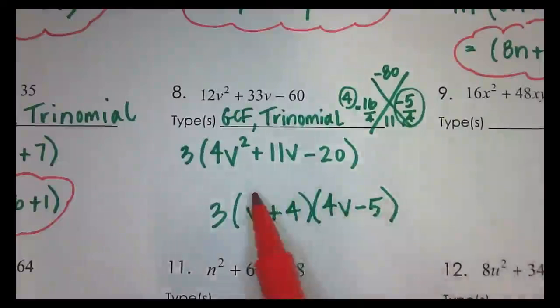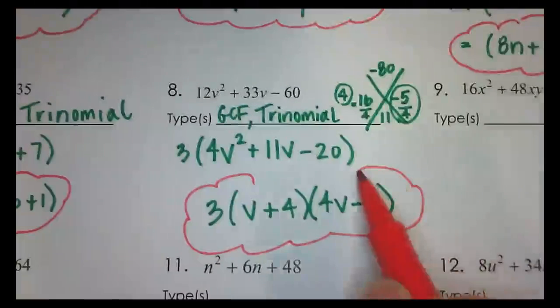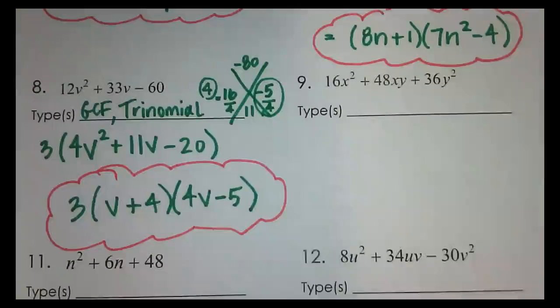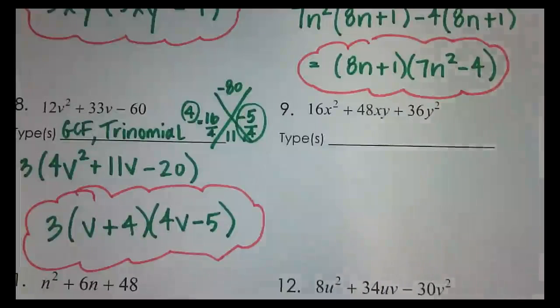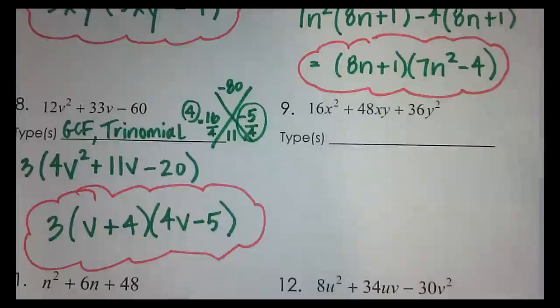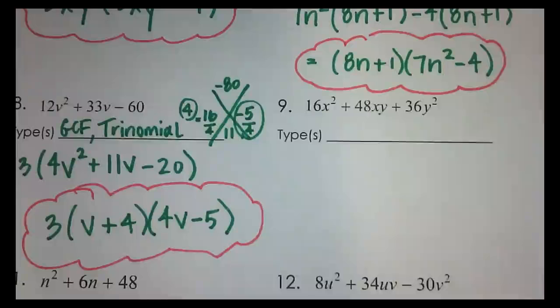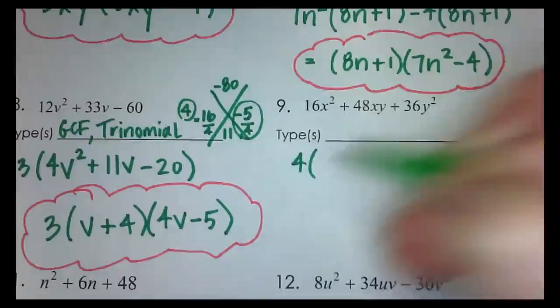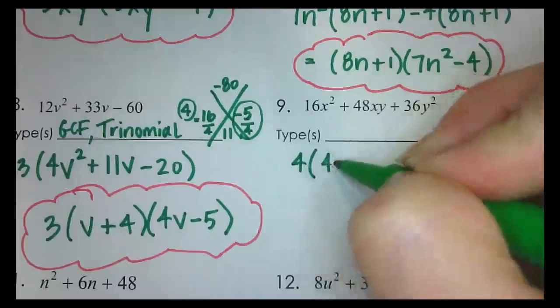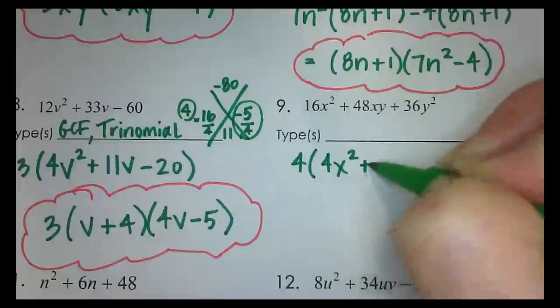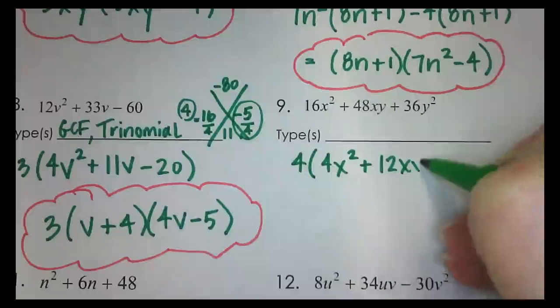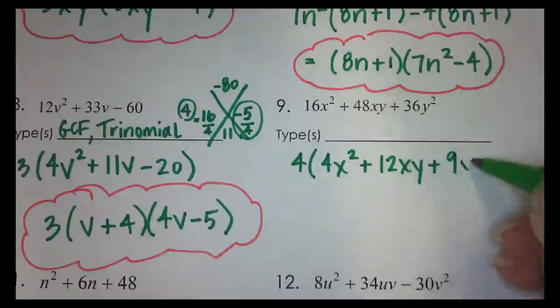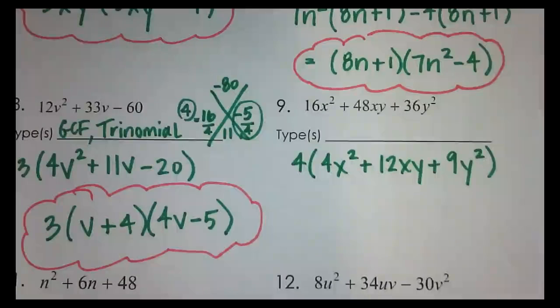All right, moving right along. All right, so going to number 9. So first thing I want to do is look and see if there's a GCF. Looks like all those can be divided by 4. They can't all be divided by 8, so it looks like 4 is the winner here. So I'm going to take out a 4, which would leave 4x squared plus 12xy plus 9y squared.